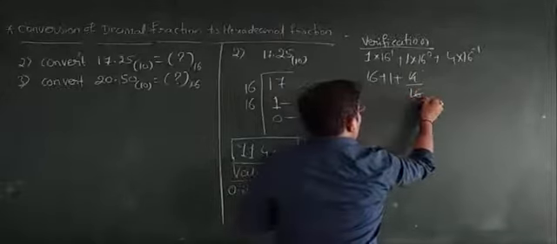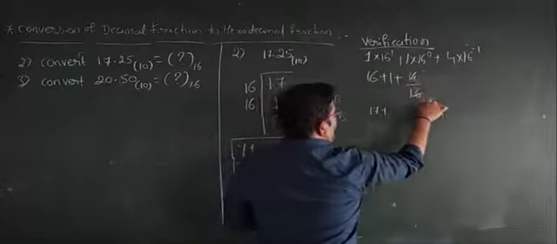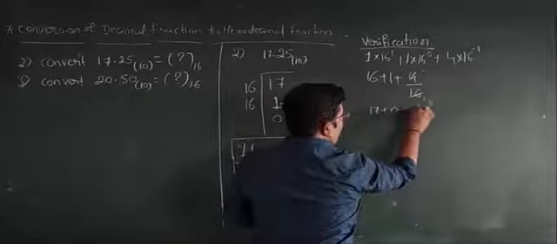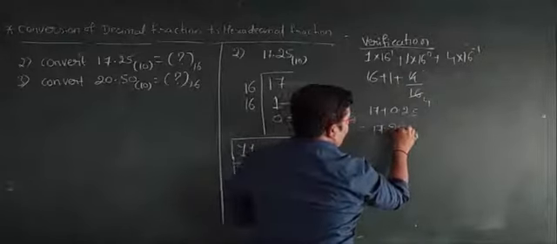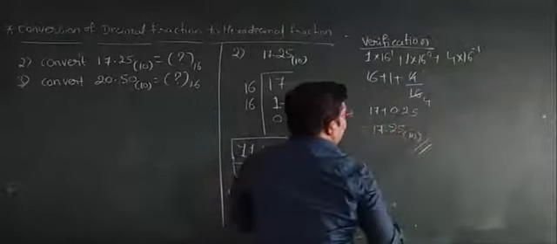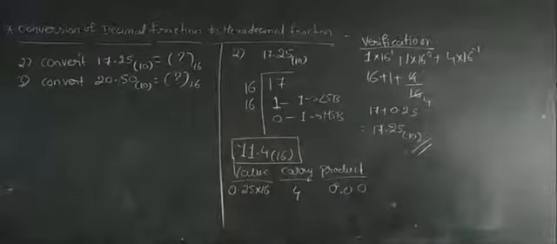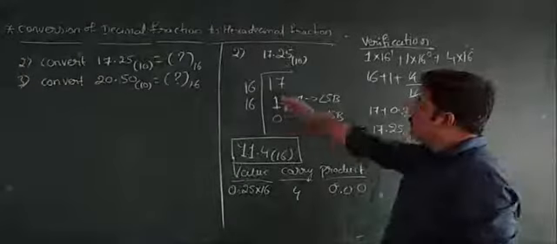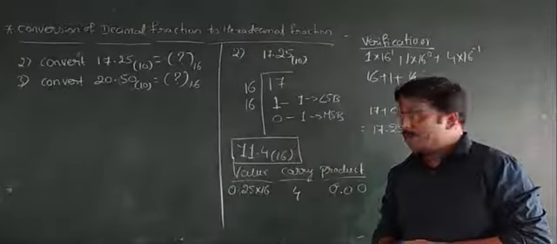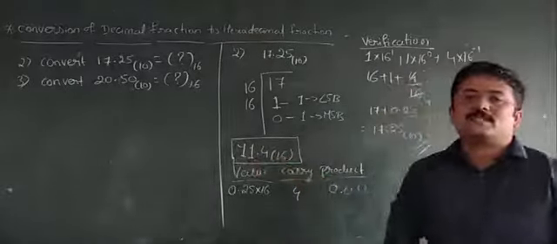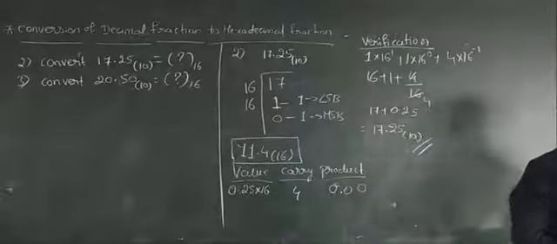So 16 plus 1 is 17. And 4 divided by 16 is 1 divided by 4, that is 0.25. So the final answer is 17.25 to the base 10. So my cross verified answer is 17.25, and my given decimal fraction is also 17.25. So the hexadecimal fraction number 11.4 to the base 16 is right for 17.25 to the base 10.